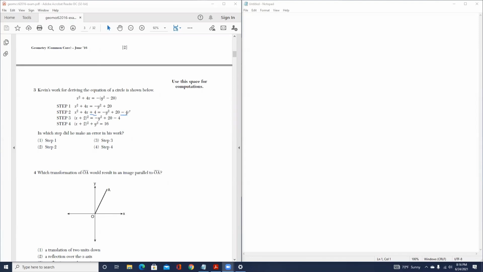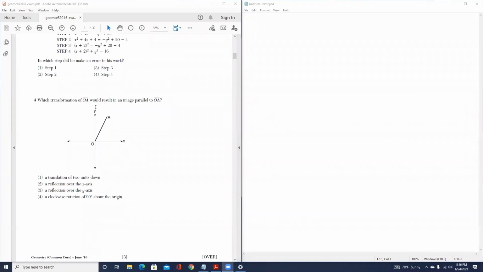More particularly, it happens with this operation. If you have an algebraic equation, then you have to perform the same operation to both sides. In this case, Kevin's mistake is that he adds 4 to one side and subtracts 4 from another. If Kevin had added 4 or subtracted 4 to both sides, then in that case, the mathematics would be valid. But because he adds 4 to one side and subtracts 4 from another, that means he's made an error. So therefore, the answer is choice 2, step 2.